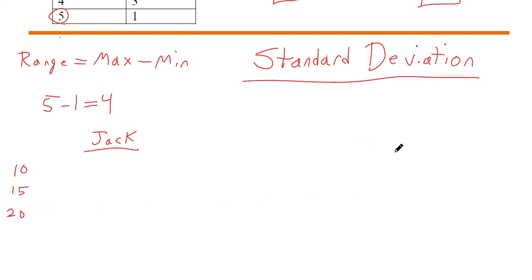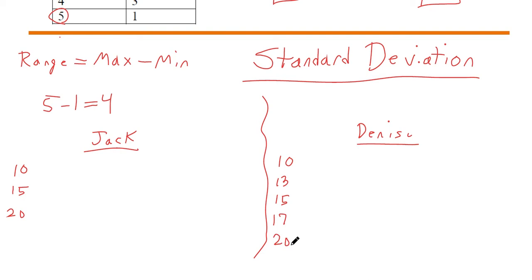All right, say I have another person. So Jack's going to be over there. And say I have another person. I have, I don't know, let's say Denise. All right, so Denise has 5 quiz scores. Let's say 10, 13, 15, 17, and 20. What I want to do is try to describe these data sets.